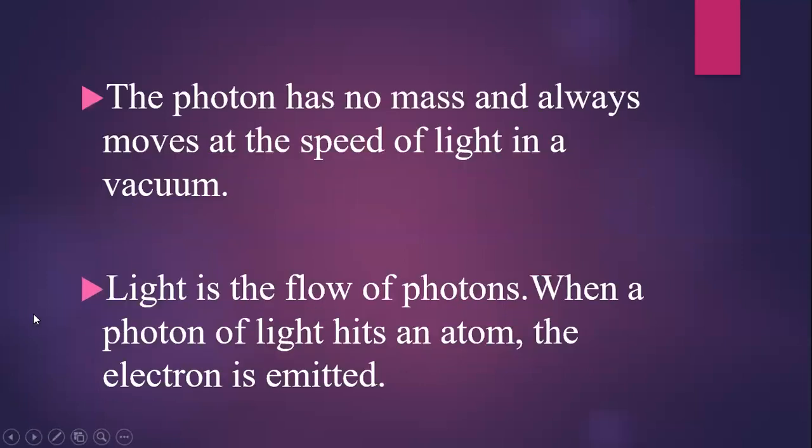The photon has no mass and always moves at the speed of light in a vacuum. Light is the flow of photons. When a photon of light hits an atom, an electron can be emitted. This event can be measured using the photomultiplier tube, PMT, a member of the vacuum tube family.